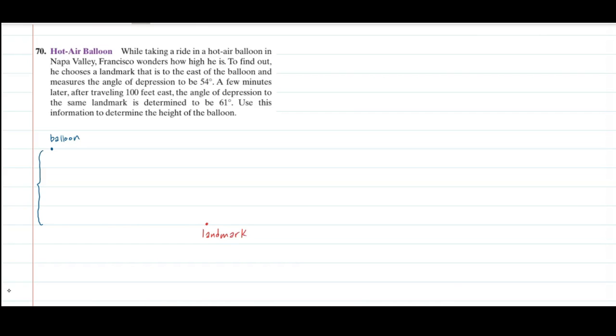Now, because it said east, that's why we chose something that's to the right of the balloon. It says he measures the angle of depression to be 54 degrees. If you don't know what an angle of depression is, that is part of the objectives of this lesson. An angle of depression means if you were to look straight and then from your eye level look down, that is your angle of depression. In this situation, the angle of depression is 54 degrees.